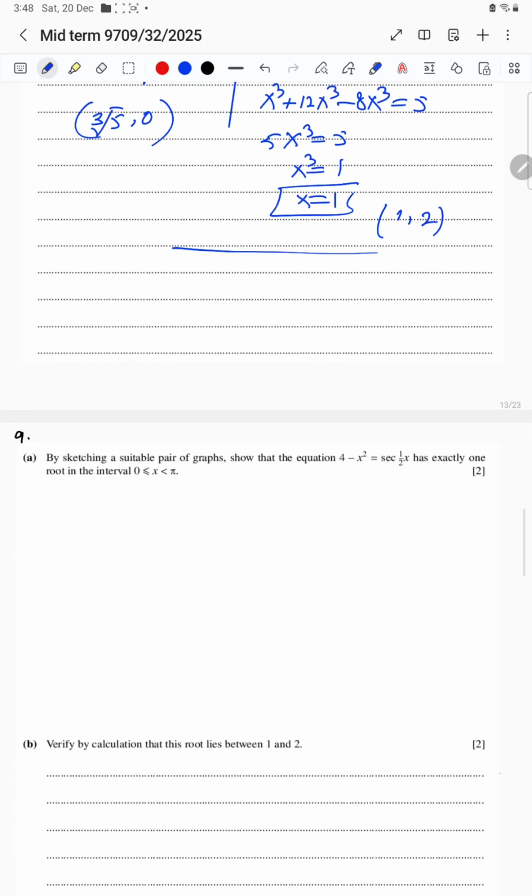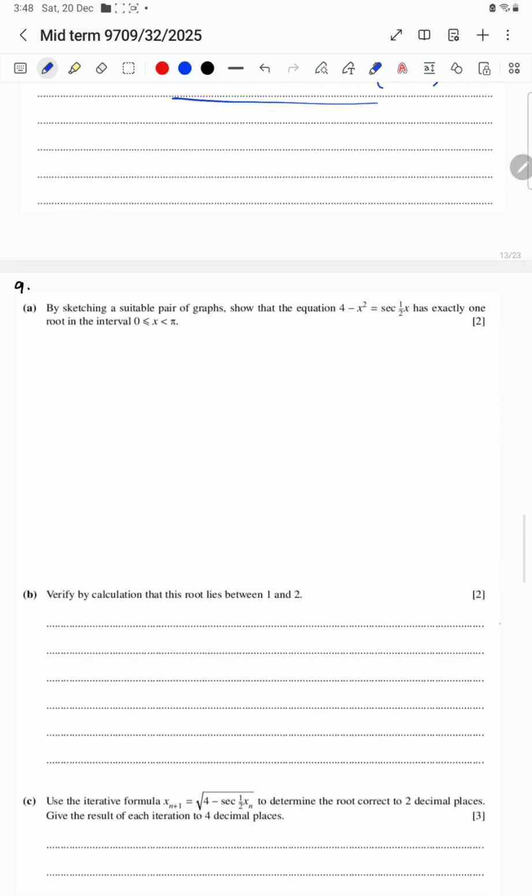Let's proceed to question number 9, sketching. By sketching a suitable pair of graphs, show the equation 4 minus x square equals secant of (1 by 2 x) has exactly one root in the interval. One root means we need to plot these two, secant of x by 2 and the parabola 4 minus x square, on the same graph, and we need to show that they will intersect at only one point.